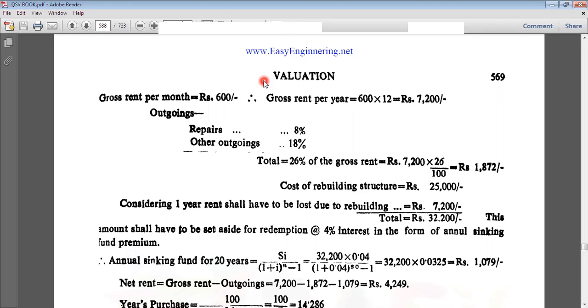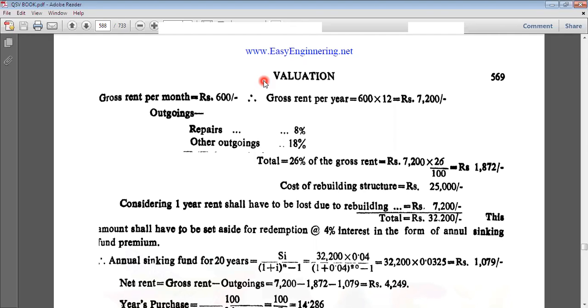Then this amount shall have to be set aside for the redemption of 4% in the form of annual sinking fund premium. ठीक आहे. So annual sinking fund redemption दिलेला आहे, rate of interest, okay, तो दिलाय 4% sinking fund चा. So what is our first step? Our next step is nothing but finding out the installment that is required for the sinking fund.